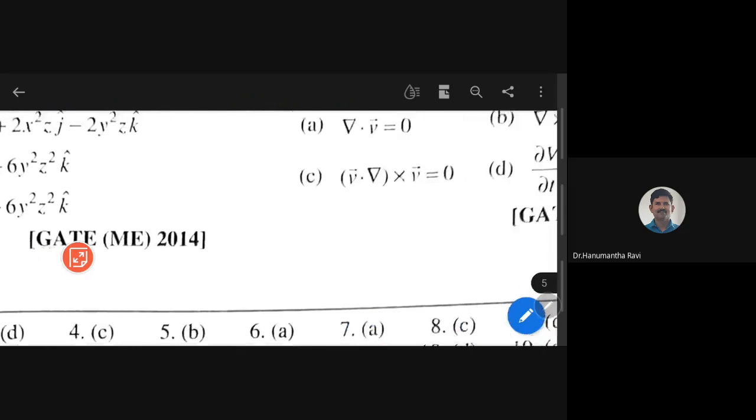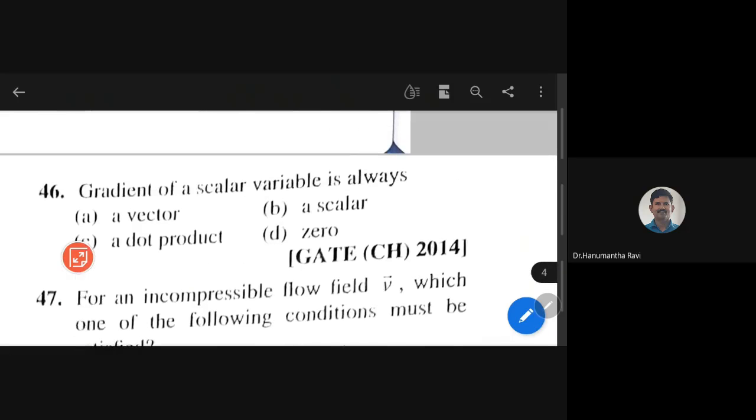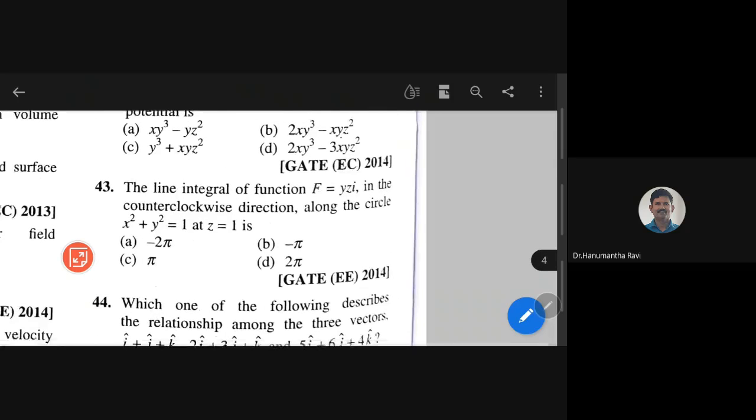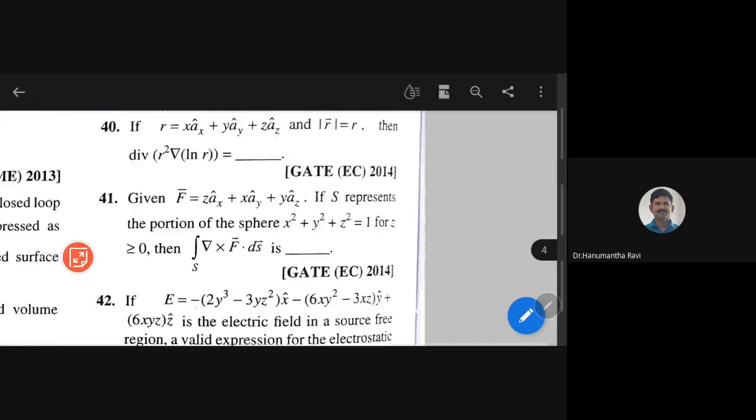I think we have covered it well. Okay, gradient of a scalar field. Gradient of a scalar field is a vector. See, such simple things they are also asking. Anything application, I'm thinking about some application.